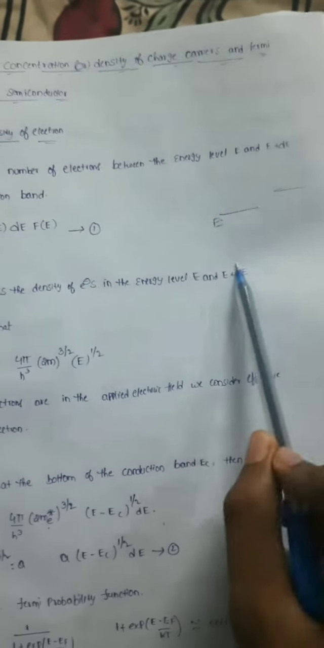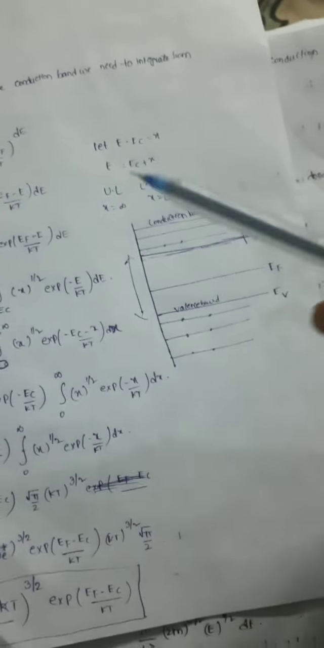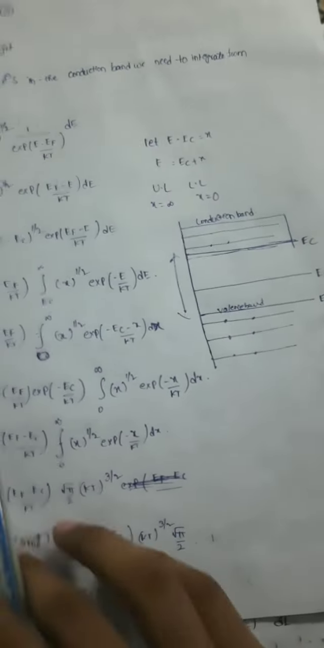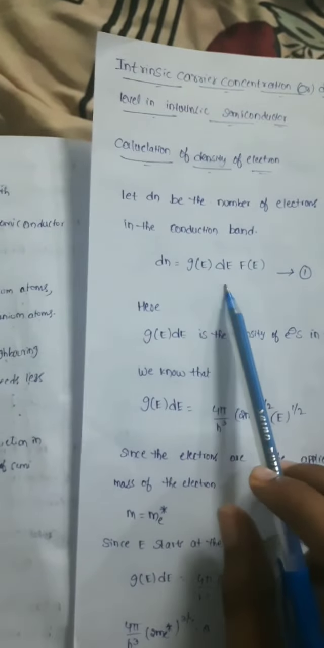Why we consider E plus dE: if we refer to the diagram, there are so many energy levels after the energy E. So to consider all those energy levels, we consider E plus dE. So the expression for Dn is given by G of E into F of E into dE.